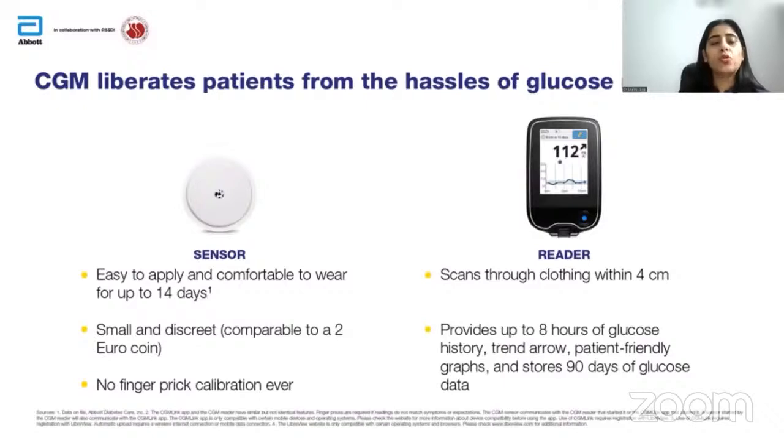And of course, there is no need to do a finger prick calibration with these sensors. The reader is again something the size of a small glucometer, scans over the clothing within 4 centimeters, and provides up to 8 hours of glucose history, trend arrows, patient-friendly graphs, and stores 90 days of glucose data. So it's very important that we introduce the patient to all these things before we actually put the patient on the sensor so that he understands what he is getting into.